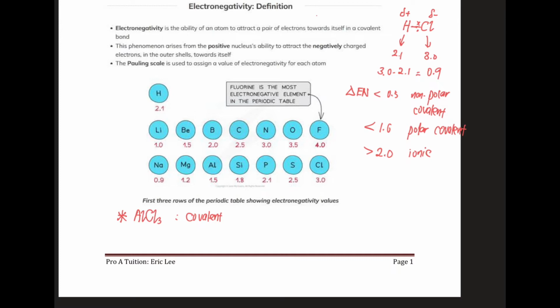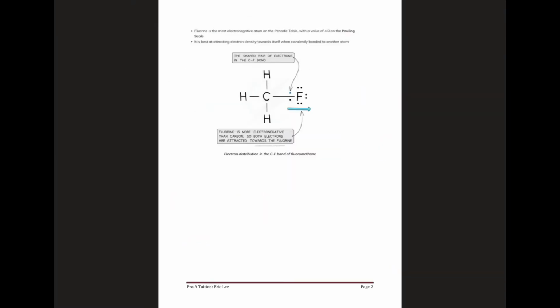But we can't say that aluminium always forms covalent. Aluminium forms ionic also. For example, aluminium oxide. So you can see the difference, 3.5 minus 1.5, so you get 2.0. 2.0 is just nice, so it is ionic. So these are special examples that you need to know about. So let's move on. We look at the next page.